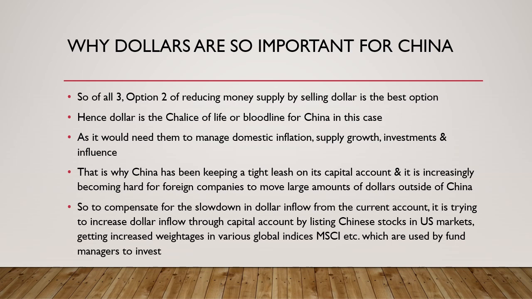So to compensate, as we have seen in the previous slide, for how the current account of China has been slipping, and for the slowdown in dollar inflow from the current account, China is actually trying to increase dollar inflow through the capital account. How is it doing that? By listing Chinese stocks in US markets, putting some influence and increasing weightages in various global indices, MSCI, etc., which are actually used as benchmarks by various fund managers to invest in stocks and markets around the world.